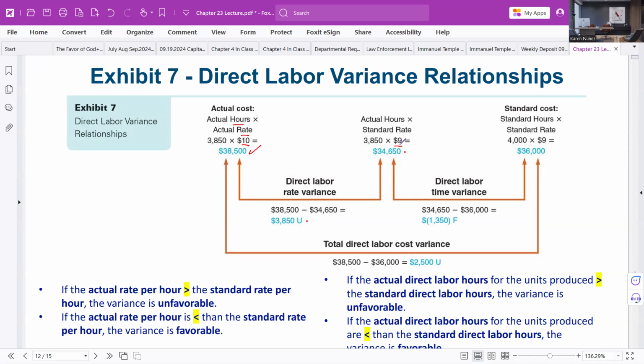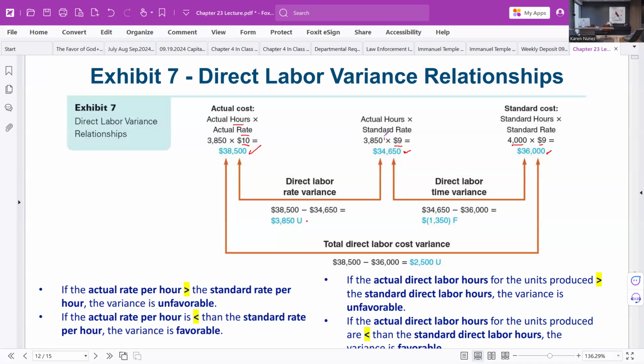And the time variance? Well, the actual hours at the standard rate is the 34,650, but given their output, they should have worked 4,000 hours at $9 an hour. This is what the labor should have cost. It should have cost 36,000, but it only cost 34,650. So we have a favorable time variance.